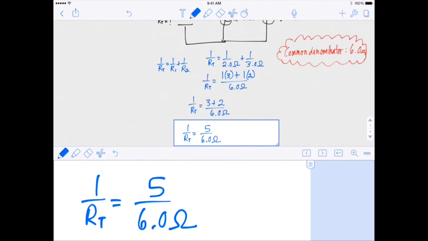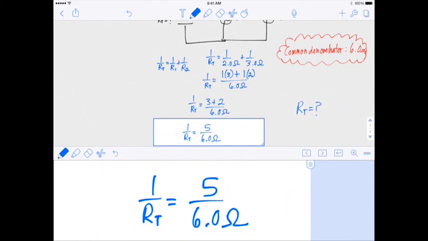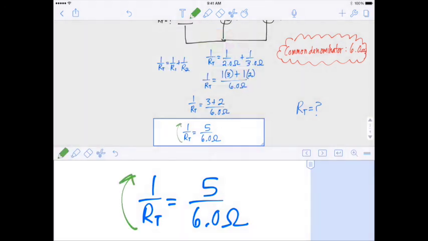And it looks like we're done. It looks like we found the answer. But remember, what we wanted to find was RT. And what this has given us is 1 over RT. So if we want to find RT, it would be helpful if we could flip this upside down. So if we flipped 1 over RT, it would be what we want. So we can flip both sides.